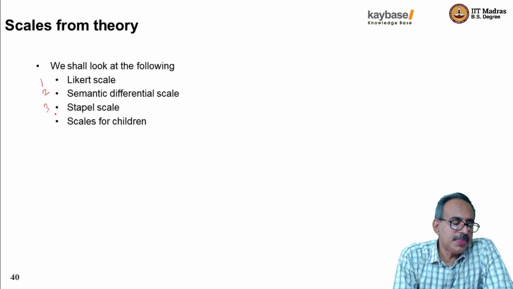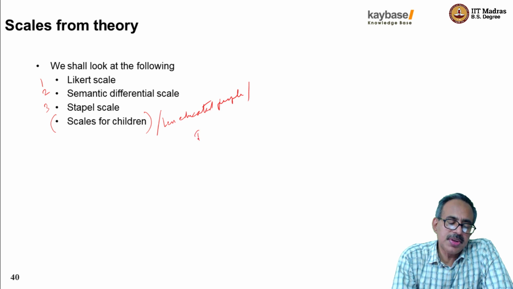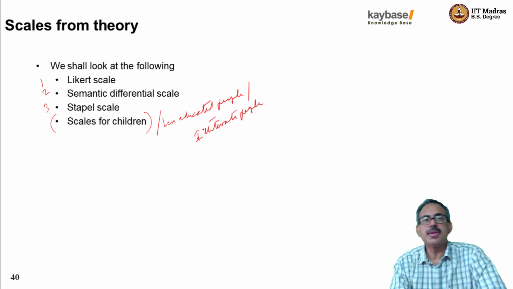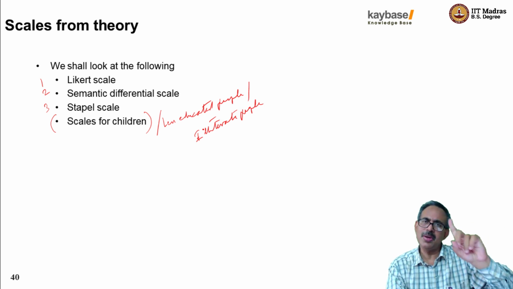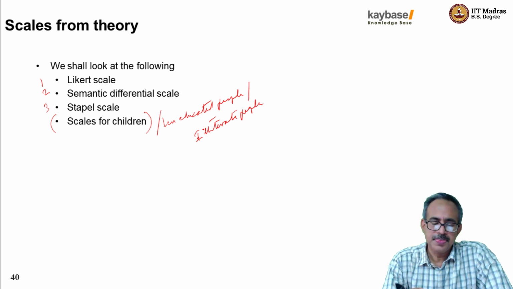And it's perhaps useful to remember that children, it's not just children, maybe it is less educated people, right? And sometimes we do research even amongst illiterate people. So your complicated scales may not work with those kind of people. So you may need simpler scales for them. We'll just see one brief example of that, right?